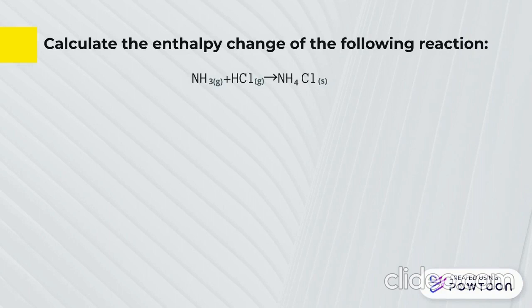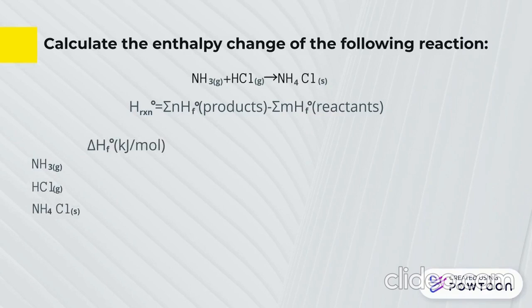Now, we need to start off with the formula, which is that the enthalpy of reaction is equal to the sum of the enthalpies of formation of the products minus the sum of the enthalpies of formation of the reactants. Provided here are the enthalpy of formation values, which we will be plugging into our equation.